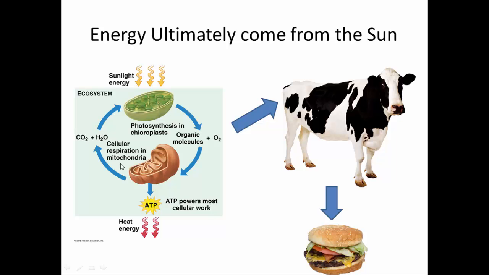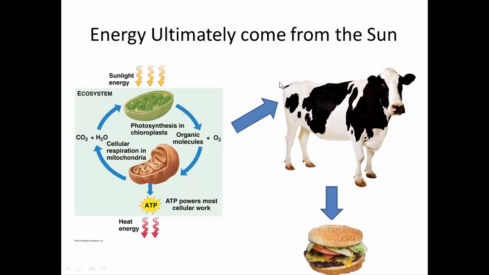I want to introduce this idea that energy ultimately comes from the sun. We'll talk a lot about this when we get to ecology at the end of the semester. But as you can imagine, plants photosynthesize. So they take in energy and produce sugar molecules, or organic molecules, as well as oxygen. And of course, animals like a cow like to eat plants, so they'll take in that energy from the plant, eating all those sugar molecules.